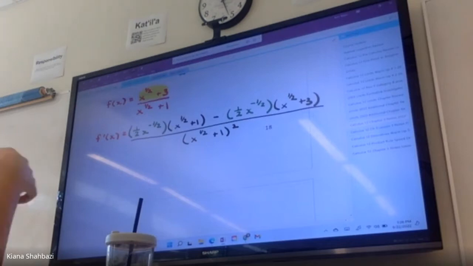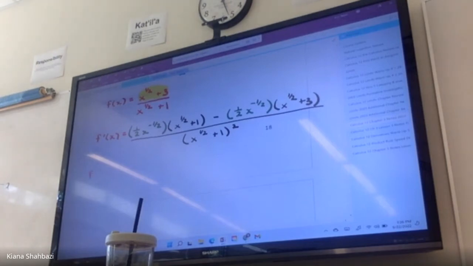Okay, I need everyone to pay attention to this next part because there are different ways to do it. And we need to evaluate f prime of what? 1. Okay.